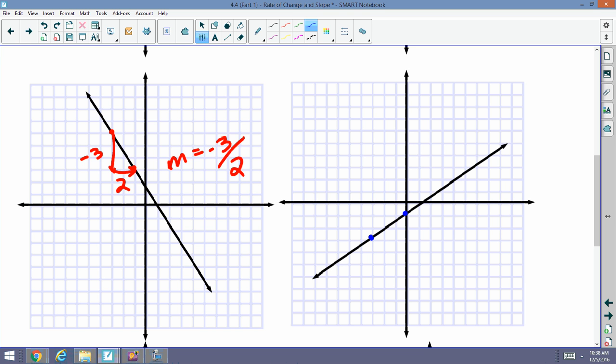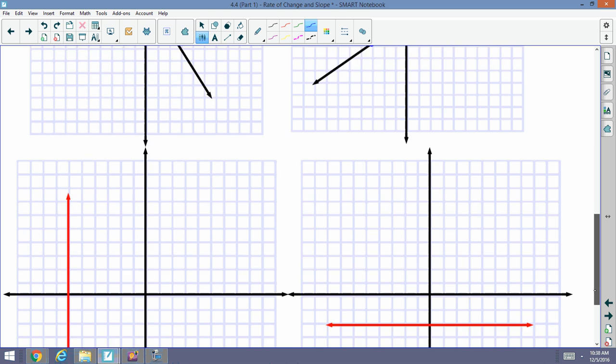How about this next one? It is going to be a positive slope. What is it going to be exactly? I went up 1, 2 over 1, 2, 3. Beautiful. So my slope is my rise of 2, my run of 3. Great job, son.